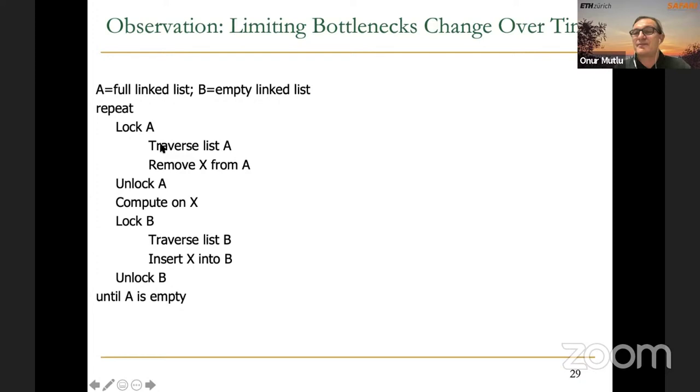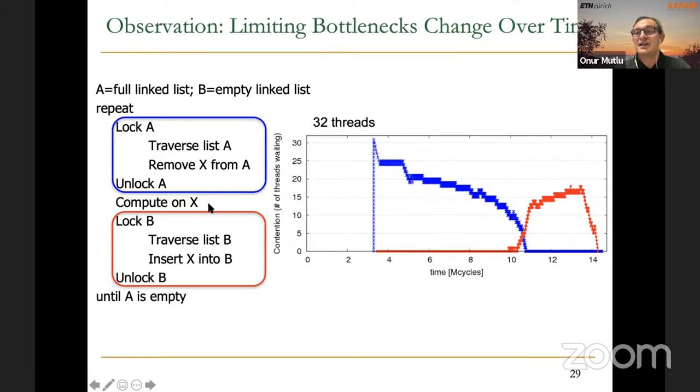Basically, we're going to take a look at how the bottlenecks change. You can see that there are two critical sections, A and B, and there's some non-critical computation in between. If you execute this cooked up application with 32 threads, we're going to look at the execution time and at contention, the number of threads waiting for the two different locks, A and B. You can see that lock A is the limiting thread initially, and lock B starts becoming the limiting thread afterwards. And at some middle point, both lock A and lock B can be limiting.